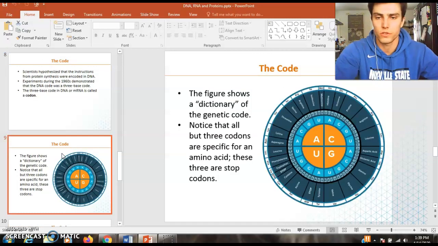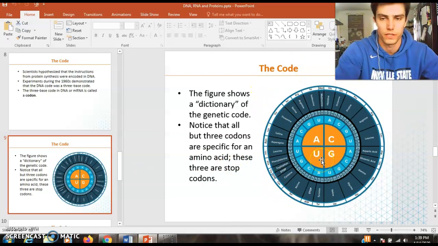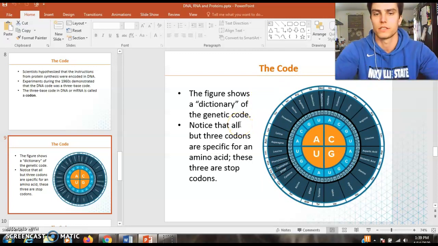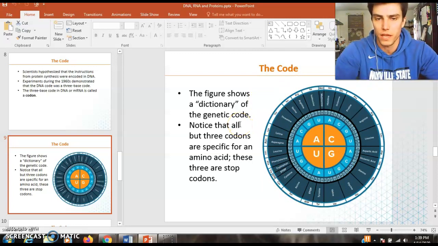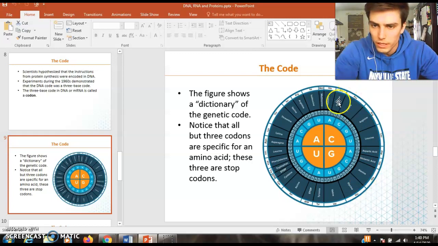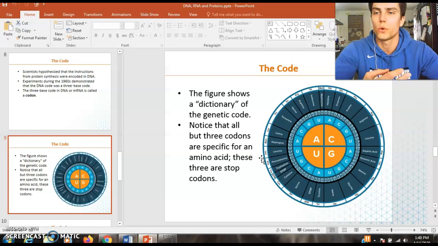So this circular diagram, I love it. How most of us were taught was in a box, and it was kind of confusing. This is a dictionary of the genetic code. Notice that all but 3 codons are specific for an amino acid. These 3 are stop codons. On the outside are different amino acids, like alanine, arginine, proline, glutamine, histidine, lysine, and so on. So this shows their coding.